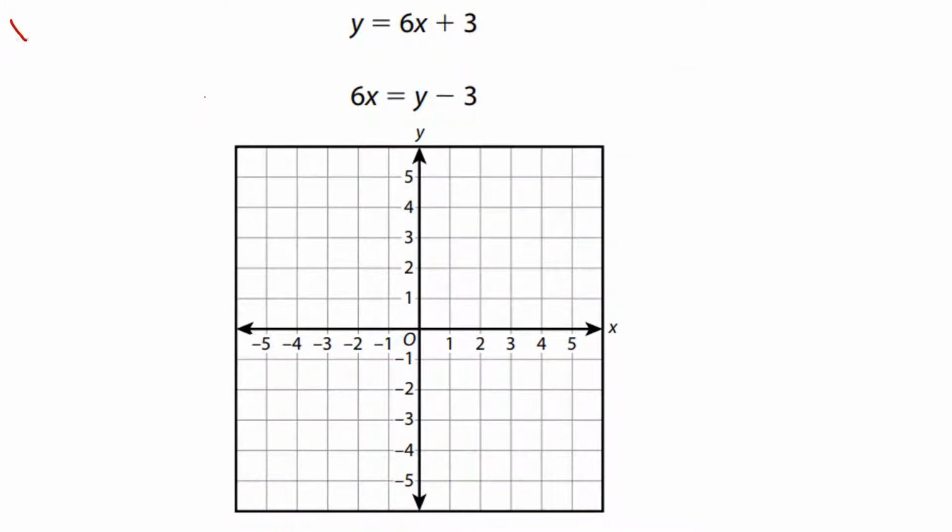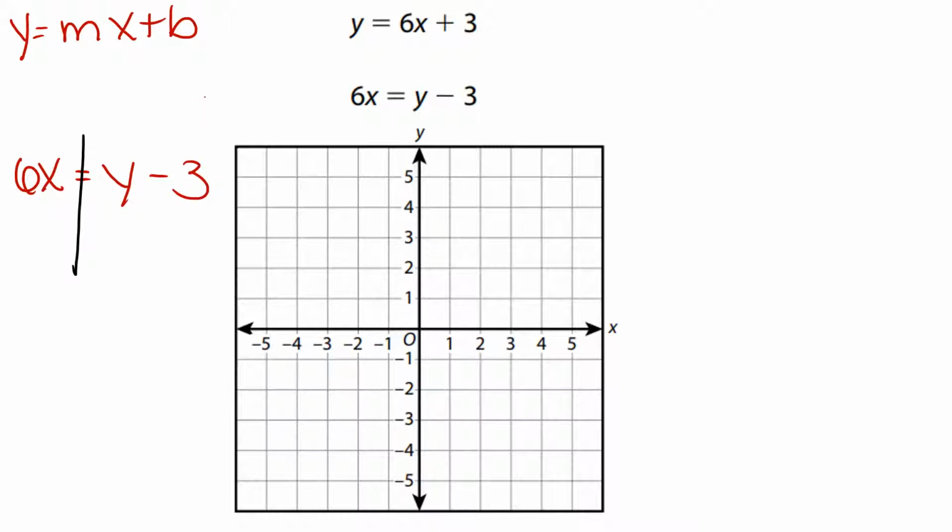So our first step for this problem is to make sure both equations are in the y equals mx plus b form. The top equation is already y equals 6x plus 3. The bottom equation is not. It is 6x equals y minus 3. So we need to take that equation and rewrite it.